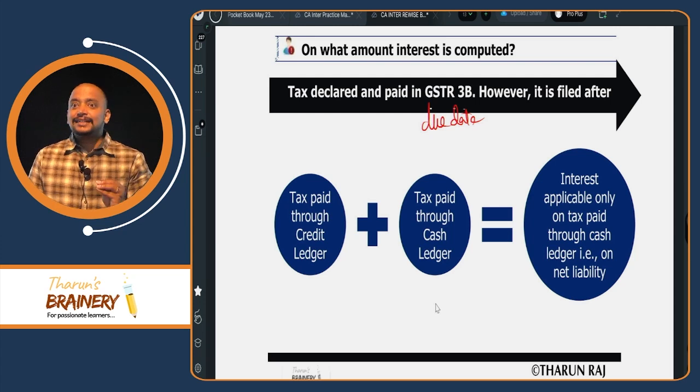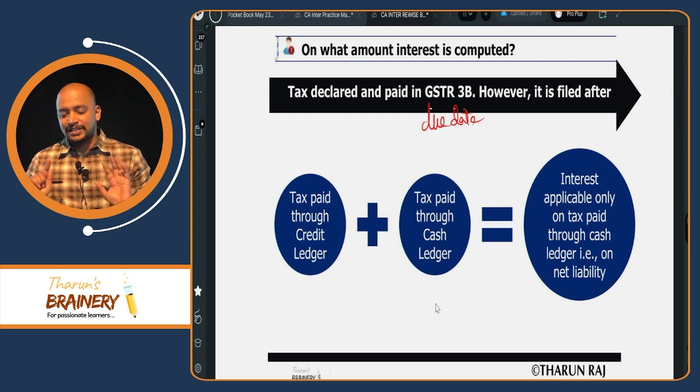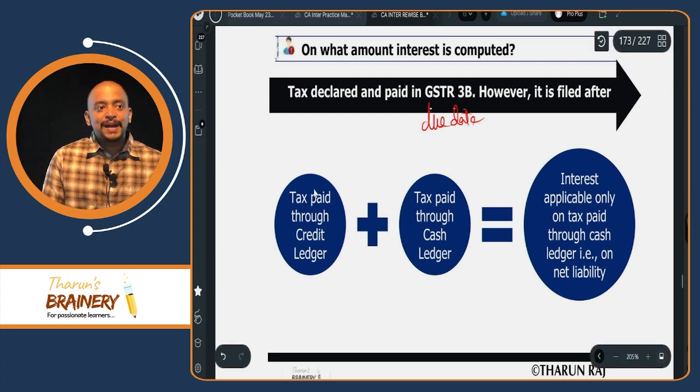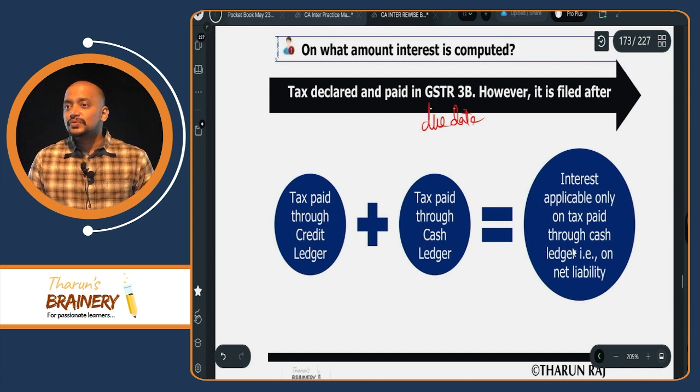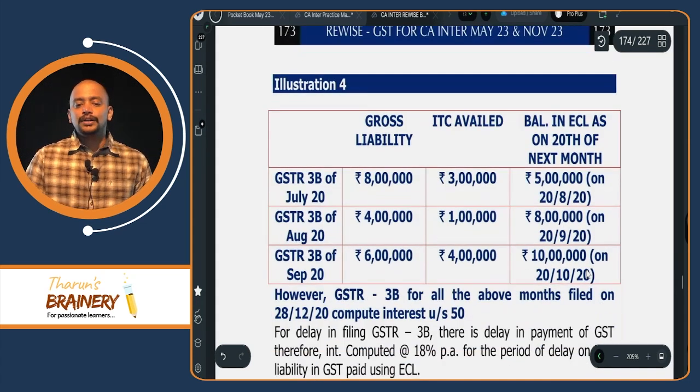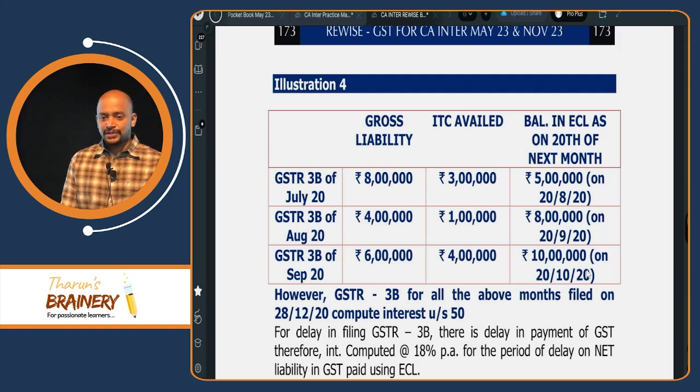On what? Is it on the gross liability or on the net liability? It is on the net liability, not on gross liability. So the tax will be paid partly through credit ledger, partly through cash ledger, but interest will be applicable only on tax paid through cash ledger, that is on net liability. For example, you can see the illustration in the next page.